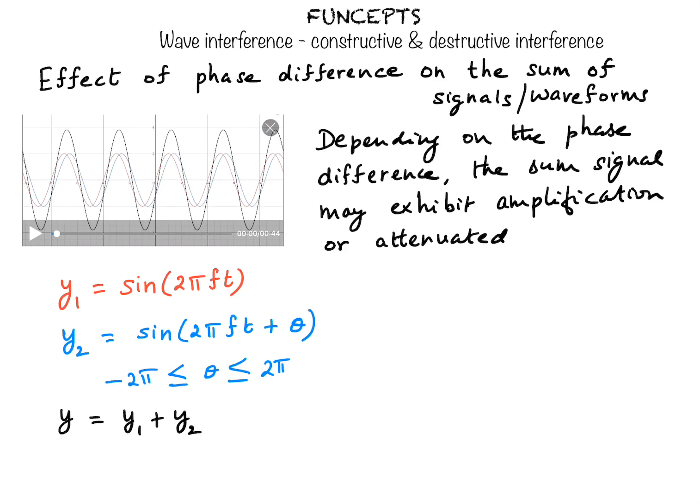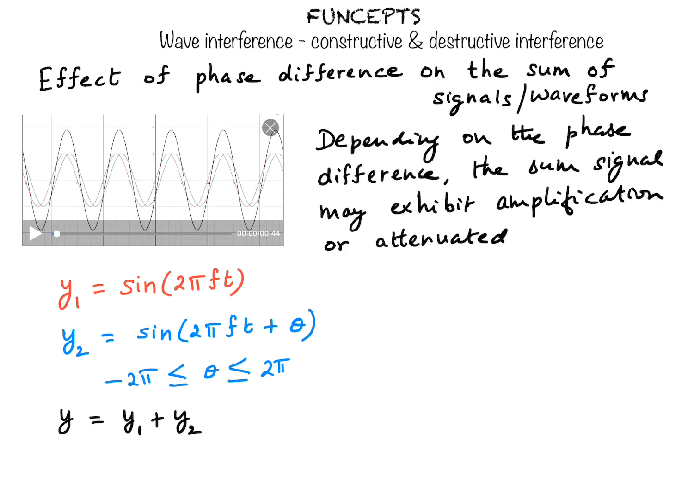And attenuation is nothing but the amplitude of the sum signal being reduced or made smaller as compared to the original amplitude of the signals that were added together. Whether it is amplified or attenuated depends on the phase difference between the signals that are added together.